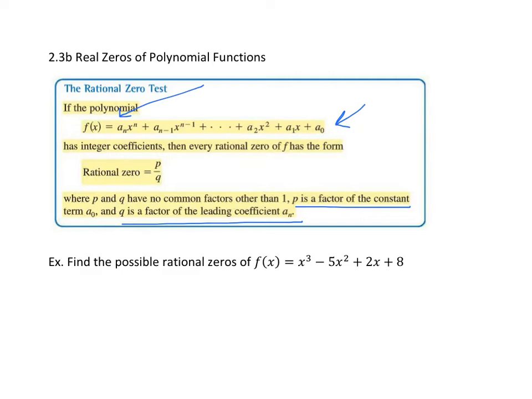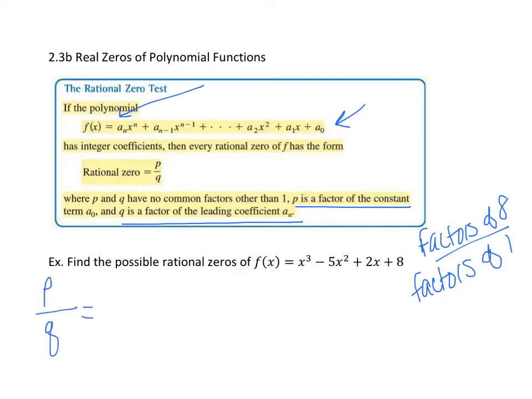So if I'm looking here, I want my factors of 8 over the factors of my leading coefficient, which is 1. So all my possible zeros are going to be in this list, and you always include the positive and negative. My factors of 8 are 1, 2, 4, and 8. Since I only have 1 as my denominator, these are all my options: 1 over 1, 2 over 1, 4 over 1, and 8 over 1. I do need to include the plus and minus on each of these.